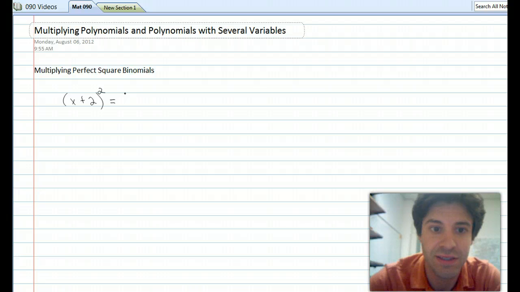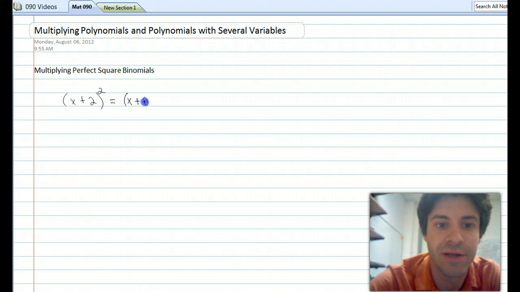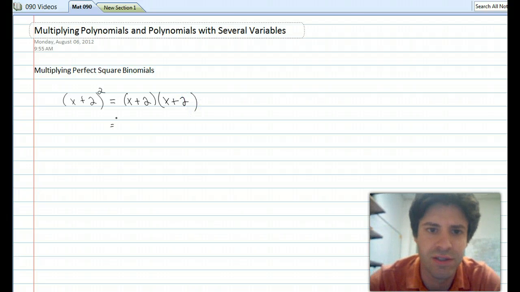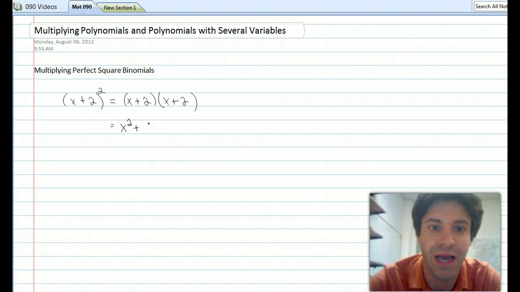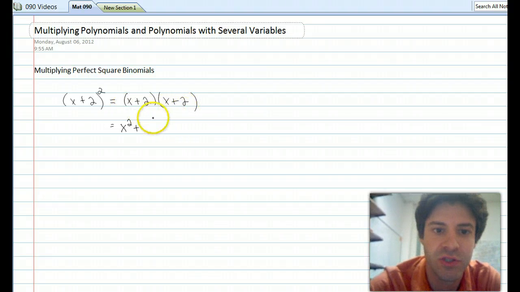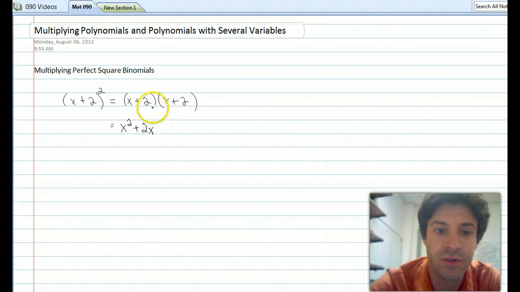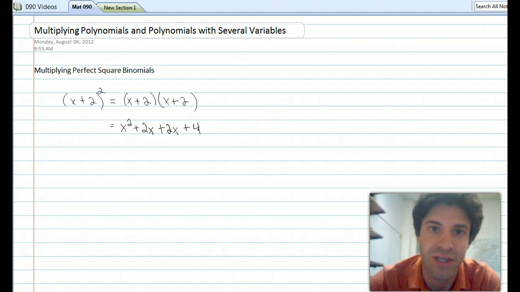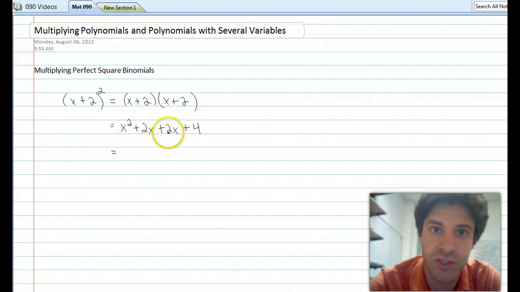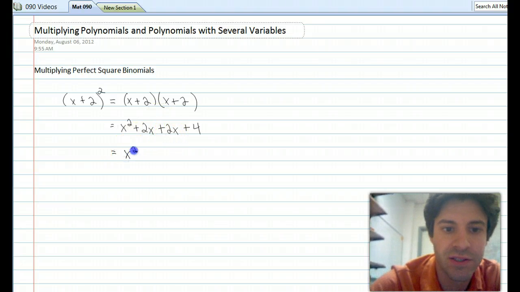The way to do this correctly is to actually multiply out the binomial by foiling. I call it foiling, you might call it distributing. However you do this, we're going to multiply the first two terms together. That's x times x is x squared. We're going to multiply the outer two terms together. That's x times 2, that's 2x. The inner two terms give us another 2x. And the last two terms give us 2 times 2, which is 4. Of course, now we can combine like terms. 2x plus 2x is 4x. So we get x squared plus 4x plus 4.